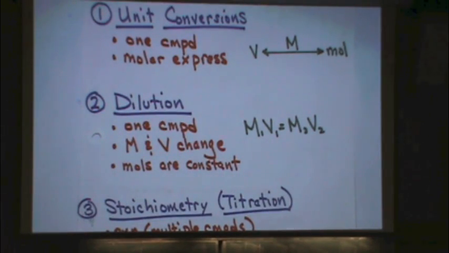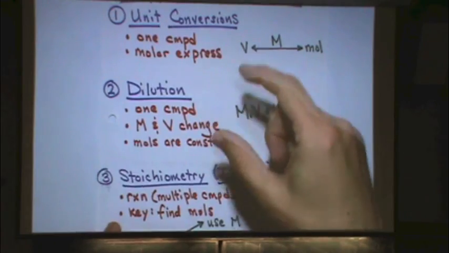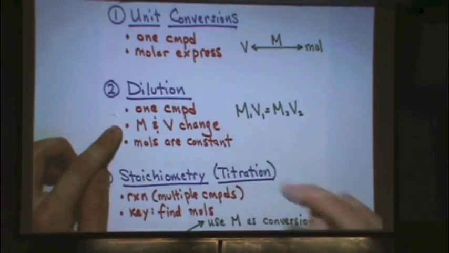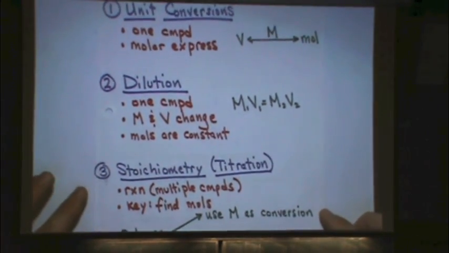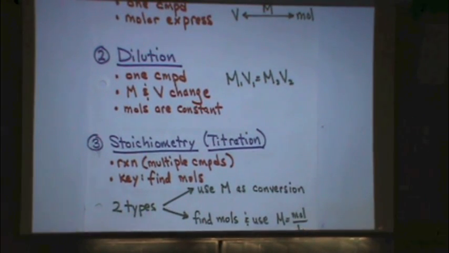The third type, so the way, again, you're going to tell the difference between the first two is because molarity and volume change in the dilution example. The third type is called stoichiometry or titration. Stoichiometry, the thing we just did. How are you going to know it's this kind of problem? You're going to see multiple compounds in a reaction. So specifically, a reaction is what you're going to see, and the question will be focused around the reaction.